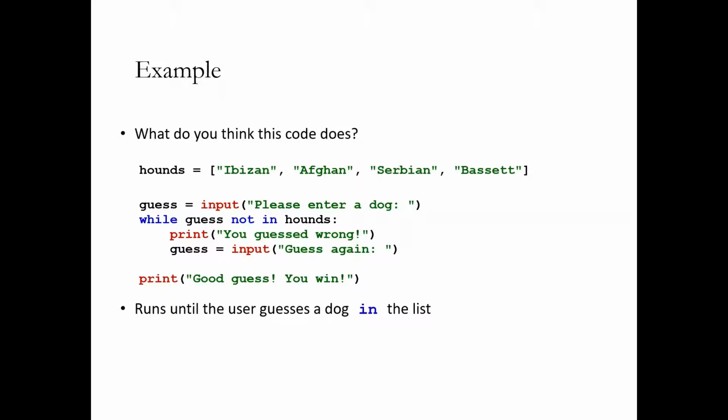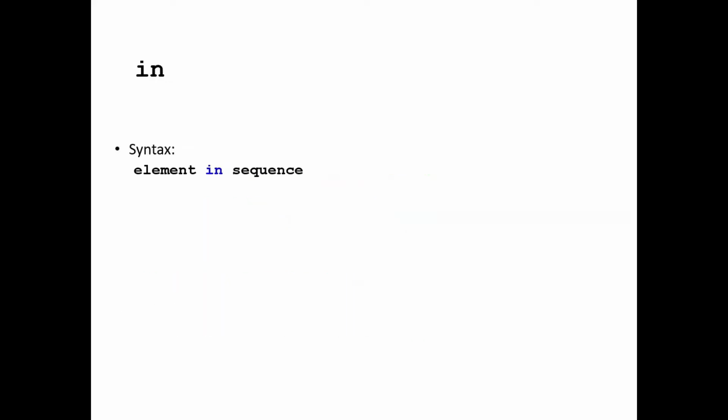So what's going on at that while statement? We have this line, while guess not in hounds. Well, it's kind of obvious actually what it's doing. It's very nice and convenient and easy to read. It's saying, is the guess that the user gave in hounds? If it isn't, then run the loop. And if it is, then great, skip the loop and print out good guess. You won. You guessed a hound that was in the list of hounds. So that's the membership operator. It's fairly straightforward. It's very useful when you're working with lists and other sequences.